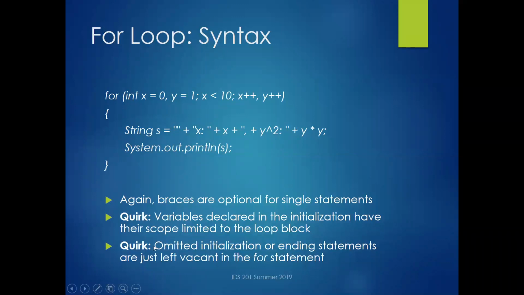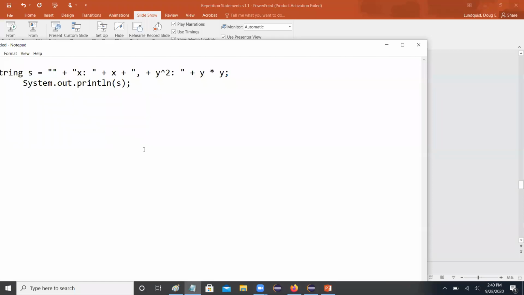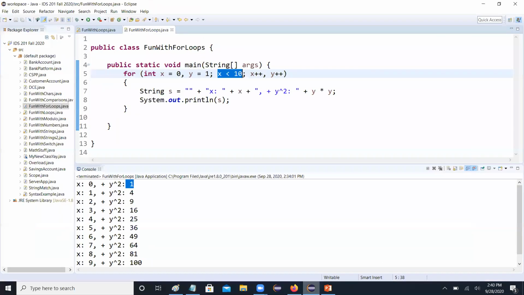The other thing that can look really weird is omitted initialization or ending statements. The first statement or the last statement is optional, so if you don't have them, you just leave them vacant in the for statement, which means you could have some kind of weird syntax. You could have something like for, and you could do that. And if you didn't want to keep your initialization or closing statements in there, you could just put them outside the block.